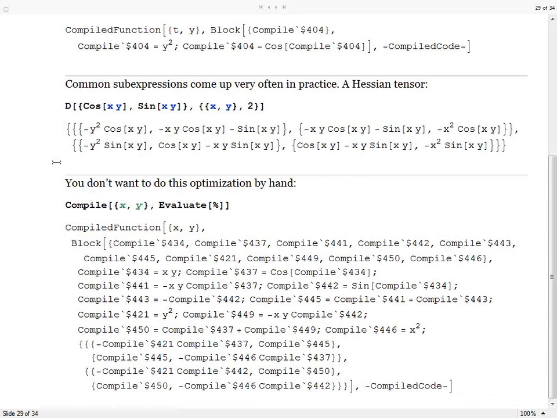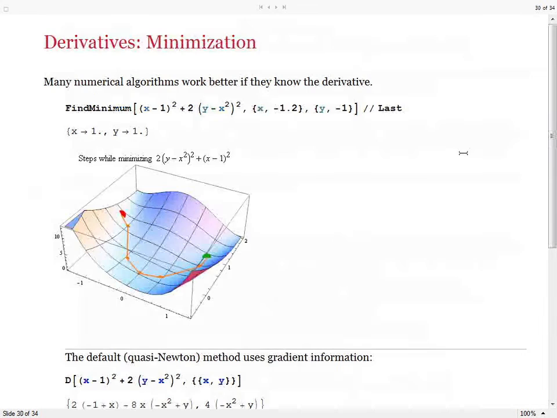For example, take a look at the Hessian tensor of this vector field. There are repeated sub-expressions all over the place, and when Mathematica compiles this tensor expression, it's able to greatly reduce the total number of low-level operations that take place. This is the resulting compiled function. You wouldn't want to have to perform this kind of optimization manually, but Mathematica is able to do it for you because it has access to the symbolic structure of your input function.